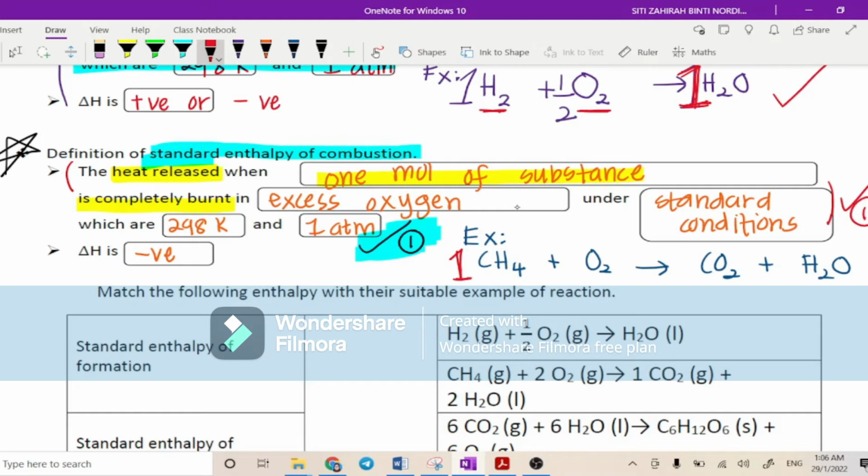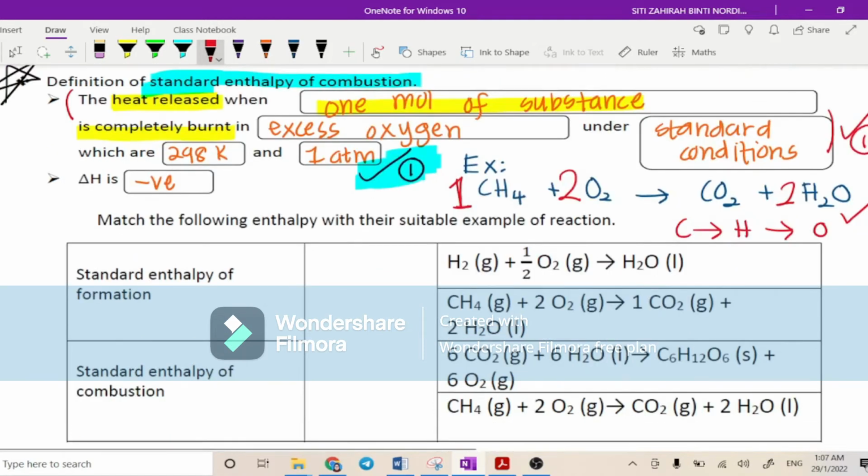So we've got carbon. Remember that we need to balance the hydrocarbon first, in the form of CH. That would be the easiest way. So carbon is already 1 mole, and hydrogen in CH4 we have 4. In H2O we've got 2, so we need to times H2O by 2. So for the oxygen, we've got 2 plus 2, we got 4 oxygen in the product. We got 2 in the reactant, so we must times it by 2. So this is the thermochemical equation for the standard enthalpy of combustion.